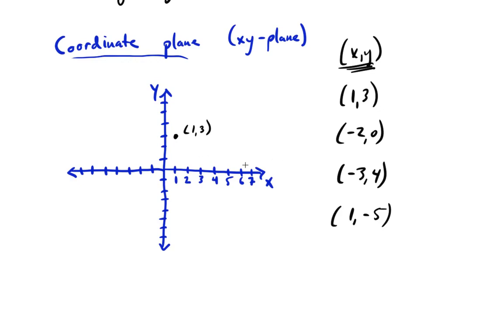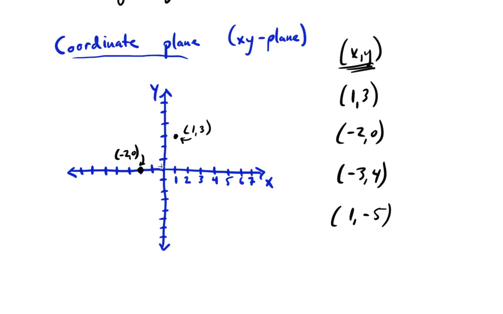Okay, let's try -2, 0. So we start in the middle again. The x value is -2, so we're going to go to the left 2. And then the y value is 0, which means we're not going to go up or down at all. So it's just going to lie on the x-axis here. That's this point. Maybe I'll draw little label arrows.